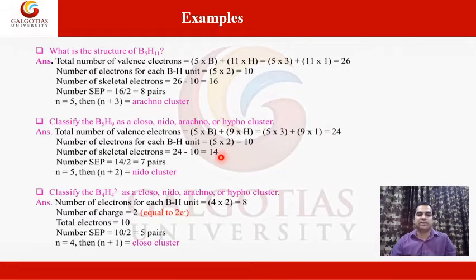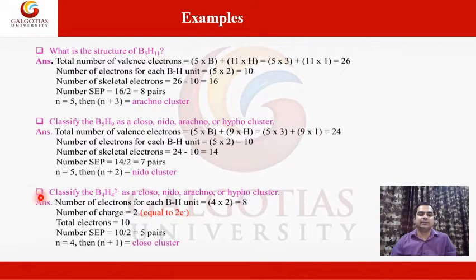Now, how can we calculate the skeletal electron pairs? We divide by 2, that is 14 divided by 2. Then we will get 7 pairs of SEP for this particular B5H9 molecule. Then, as we know, n is equal to 5 because in B5H9 we have 5 boron atoms. In this case we have 5 boron, so n is equal to 5. Then the remaining is 2, so we get the value n plus 2. n plus 2 is for the class nido. That's why we can say that the B5H9 cluster is categorized as a nido cluster type.